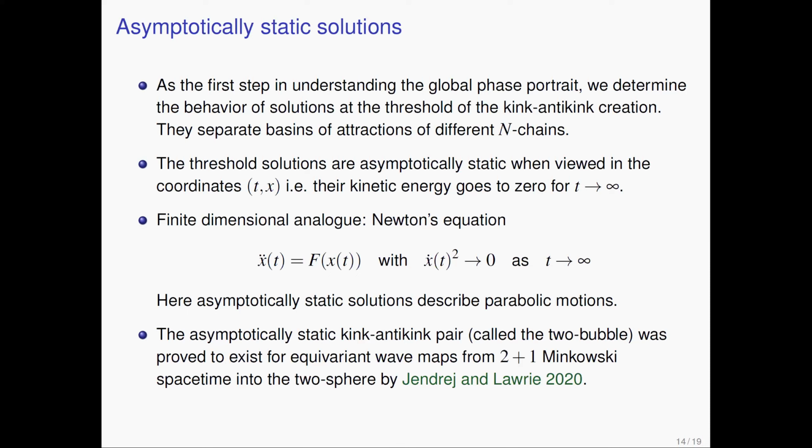So we see that for degree zero or degree one, we can have different end states. And we ask ourselves, what is the borderline between these generic behaviors? What separates the basins of attraction of different end states? And the key observation is that these solutions which are at the threshold are asymptotically static. Asymptotically static means that the original true kinetic energy in the t variable goes to zero.